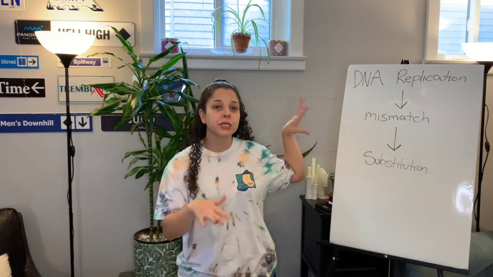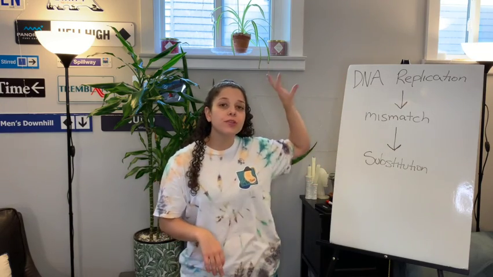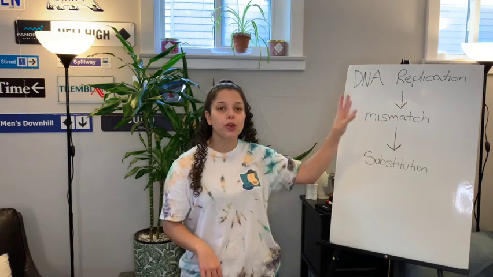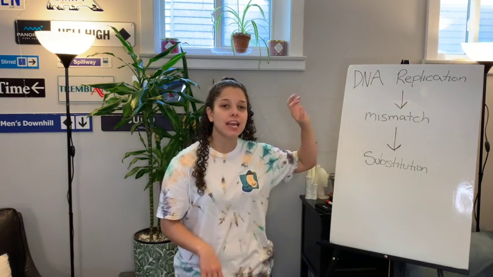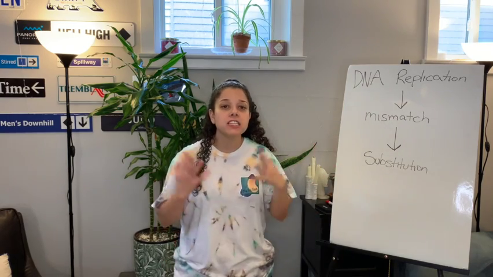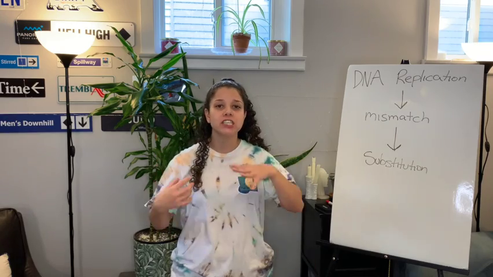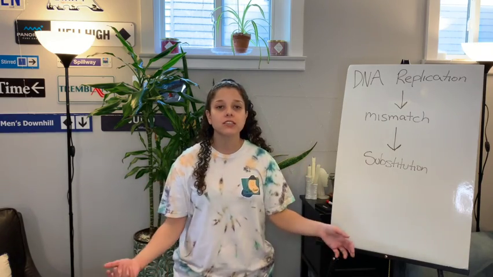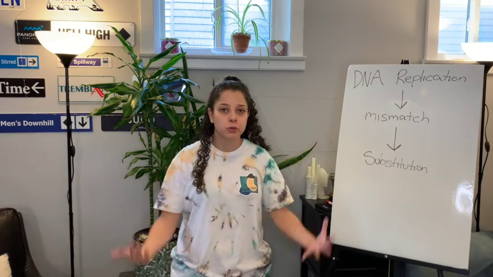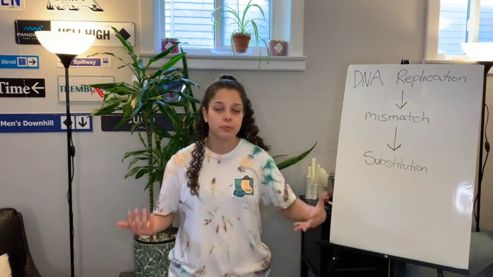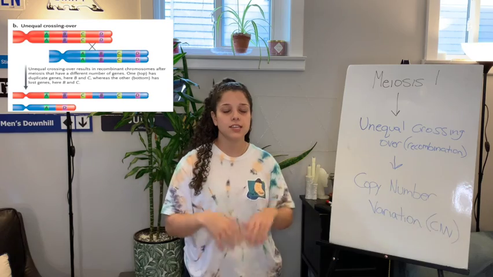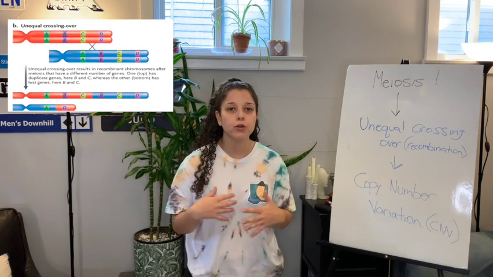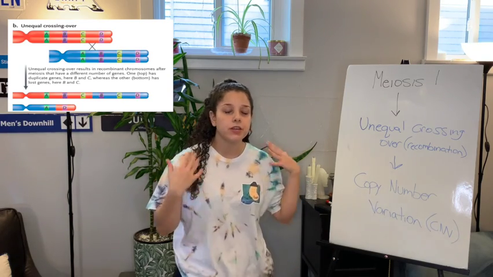All right, the second to last mutagen is mismatch. This occurs during DNA replication, where the DNA polymerase is going to put the incorrect base, causing a mismatch. So if that mismatch is not corrected through mismatch repair, that is going to lead to a substitution mutation after 2 rounds of replication.